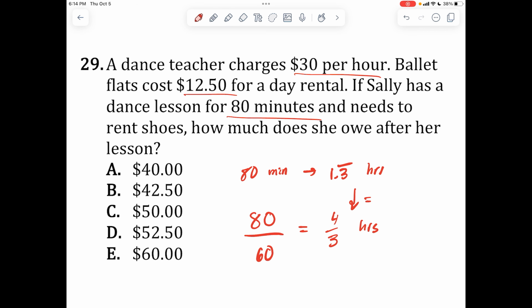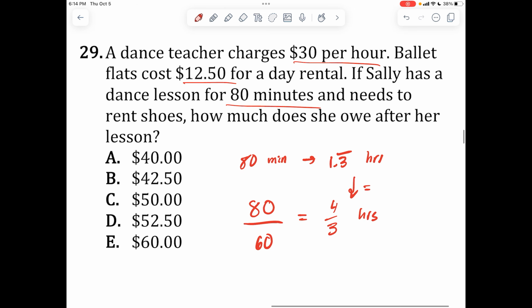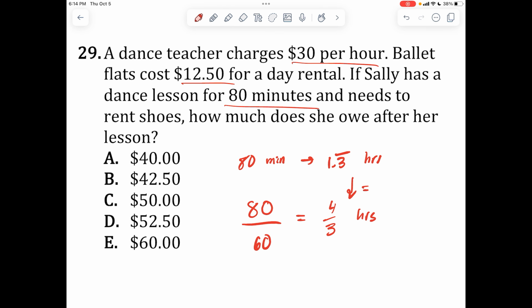These two are equal. Okay, so 4/3 of an hour, 4/3 of the hourly cost, which is 4/3 times 30, plus $12.50 for the day rental, is going to give you your cost. So what's 30 times 4 divided by 3? That's obviously 40, plus $12.50 is equal to $52.50.